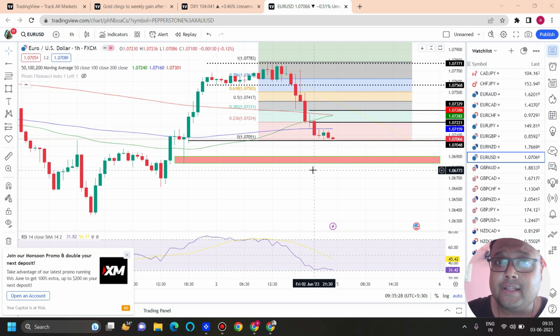And as I always say, my dear friends, follow proper risk management. This is my analysis. I can be wrong as well. I am also a trader like you. So never gamble with your hard-earned money. Be a trader, not a gambler.